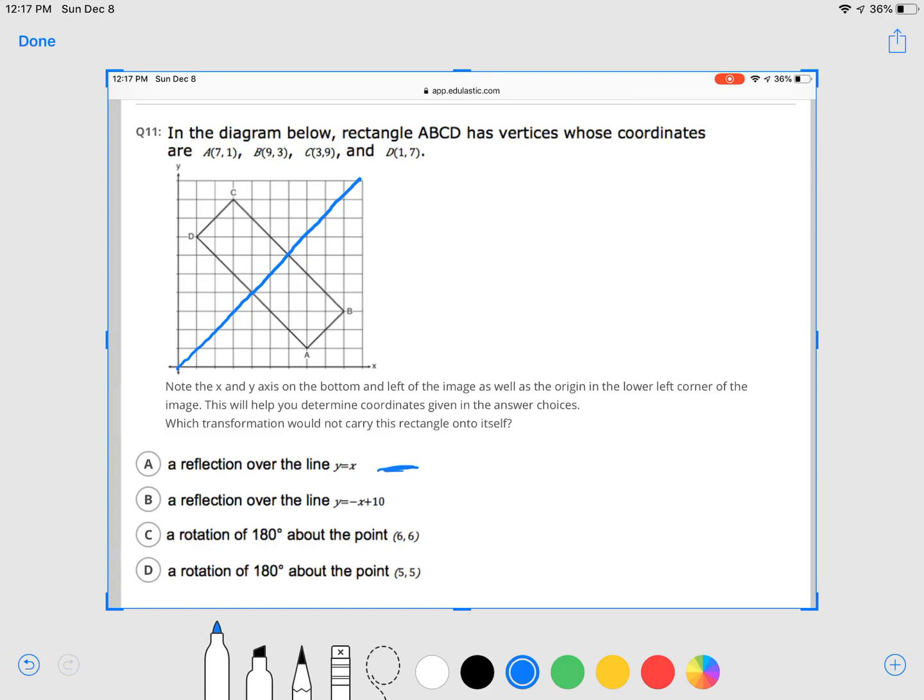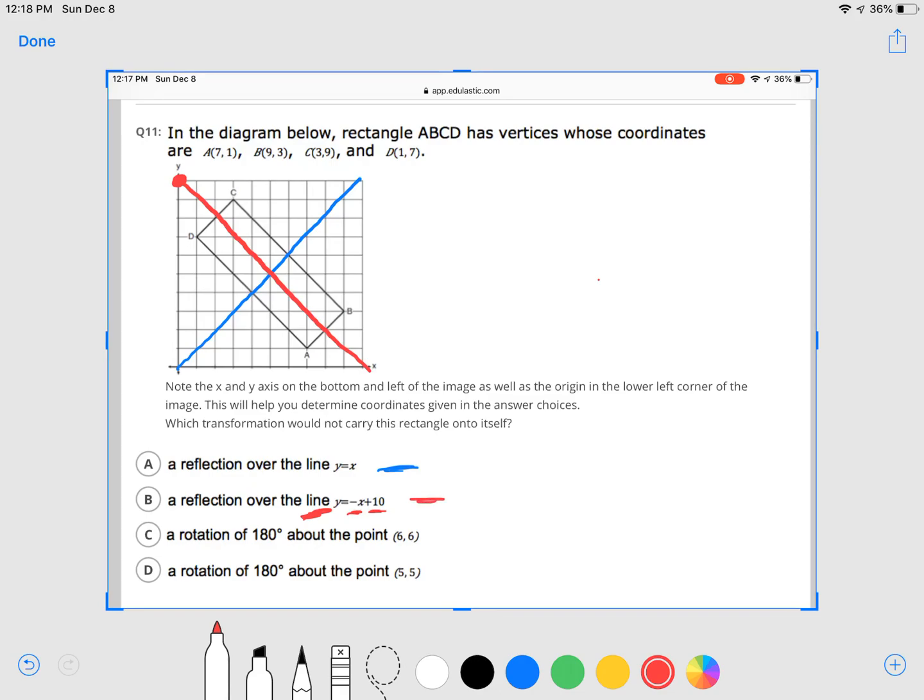That's blue. Let's look at a reflection across the line y equals negative x plus 10. So the y-intercept is positive 10, so we can start up here with the graph of this line. And the slope is negative 1. So that's down 1, right 1. Down 1, right 1. Down 1, right 1. Okay, so these points. And that would also work. If you reflect across that line, B would end up going over here to A, and A would end up coming up here to B. Okay, so that also works. So let's delete that.